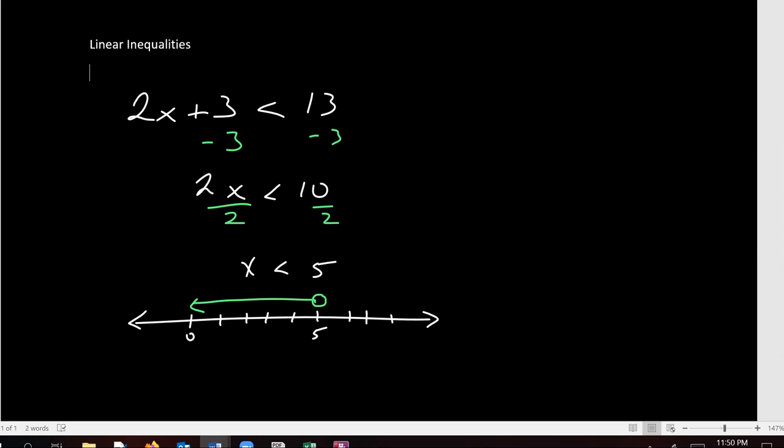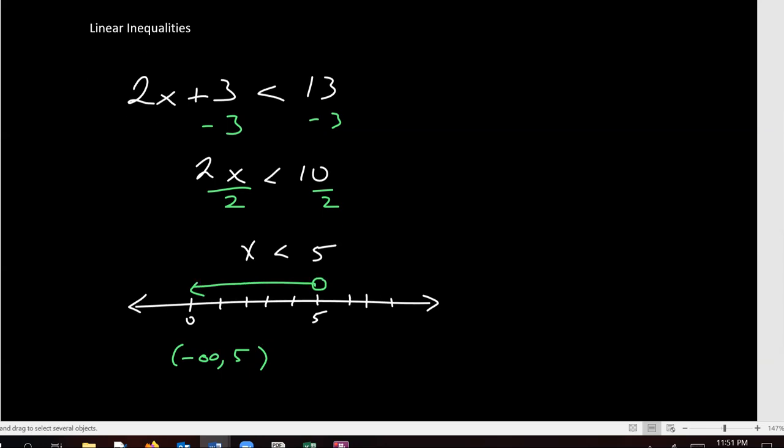Okay. To write that in interval notation, I just look at the graph and go, okay, well, I always go from left to right. And that arrow points always to the left. And it keeps going, so that's negative infinity. It stops at the 5, and it needs a parenthesis because it doesn't have the inclusion in it.